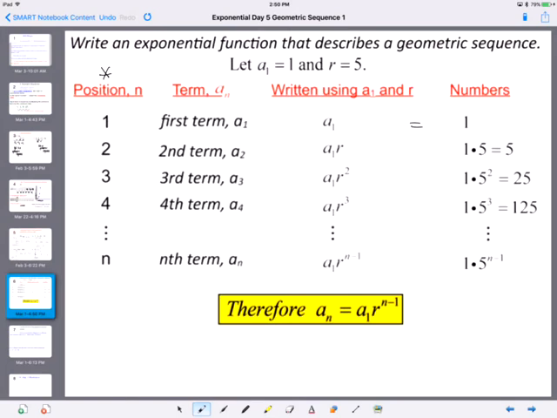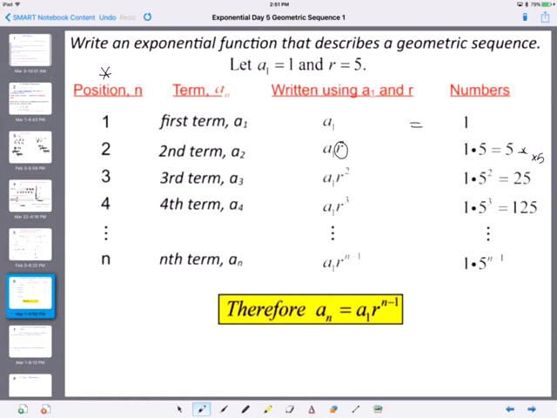We then look at the second term and we multiply our a sub 1 by our common ratio, which they told us was 5, to get the number in our second position, a 5. We multiply by r squared, so 1 times 5 squared gives us 25, which is the same thing as if we multiplied 5 times 5, or our common ratio, we would get 25. So then each time we raise our ratio to the next higher power.